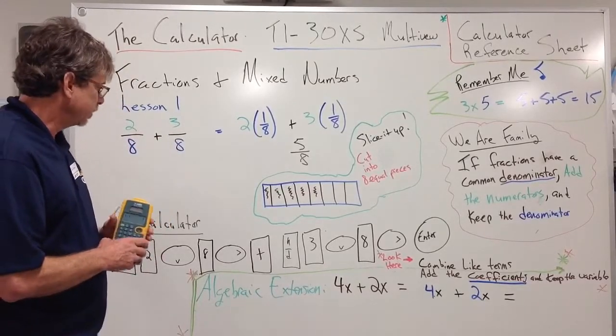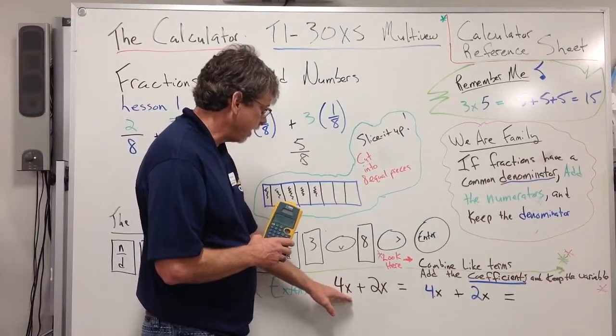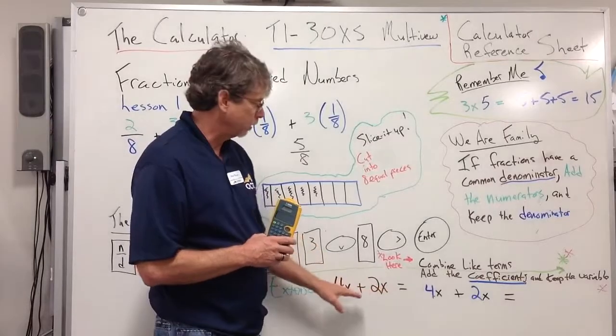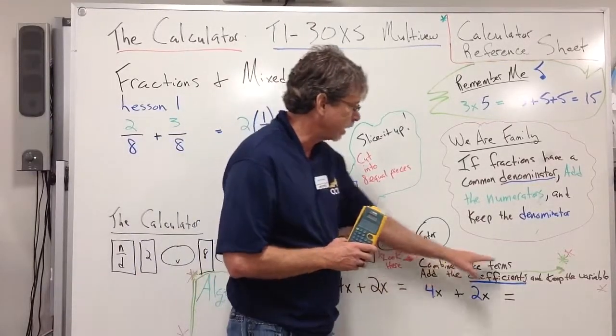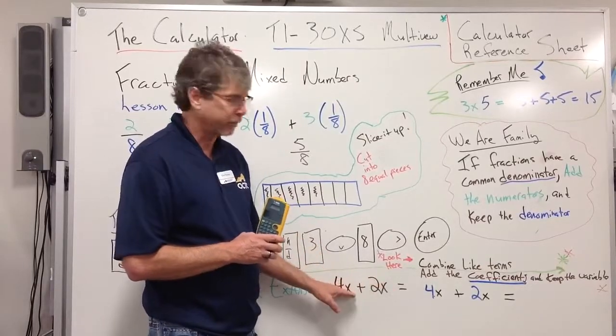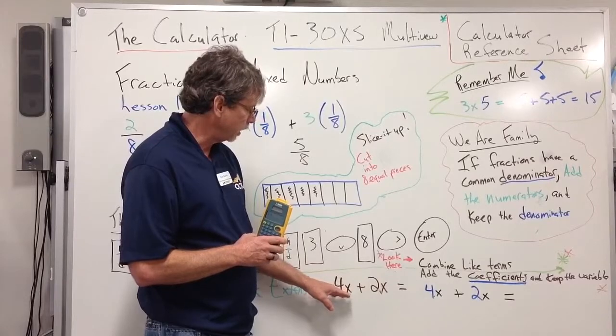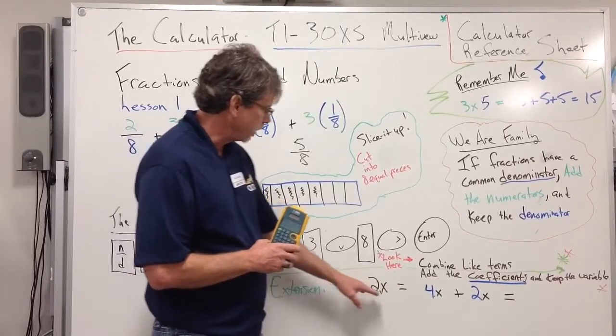An algebraic extension to this is if I have a problem like 4x plus 2x, a lot of times we'll call this combining like terms. These are like terms because they have the same variable. So in adding like terms, what we're allowed to do is say, hey, there's 4x's here, and then there's 2x's.